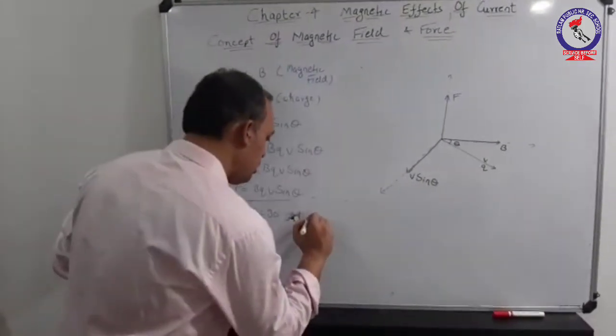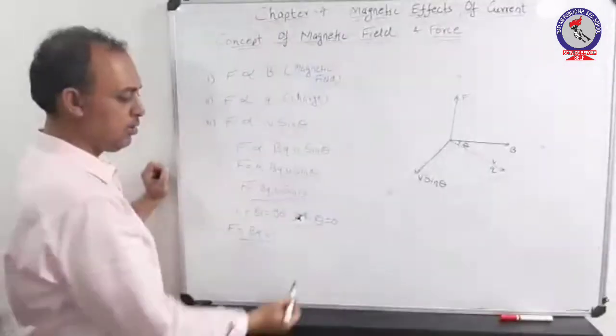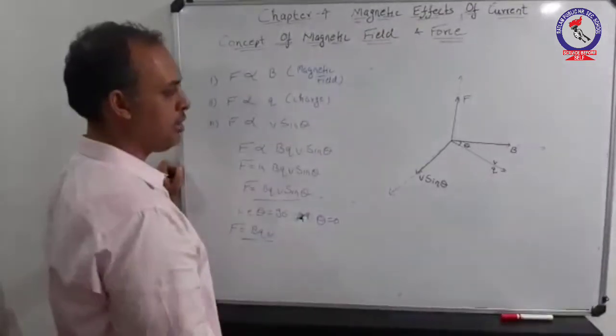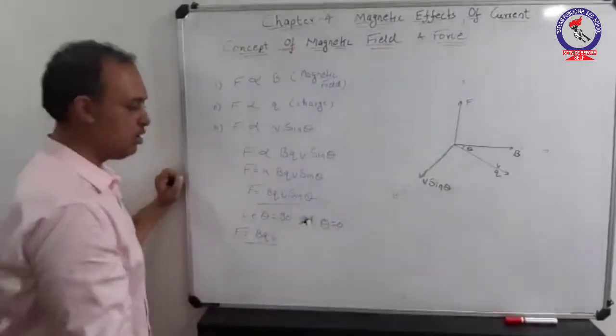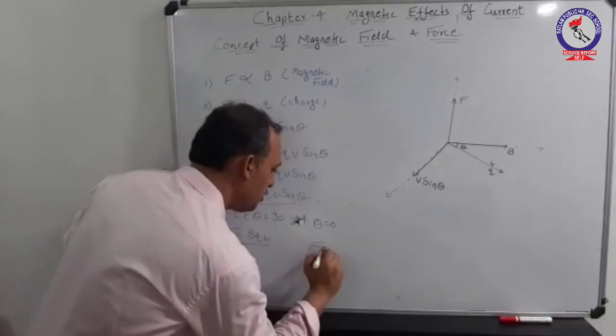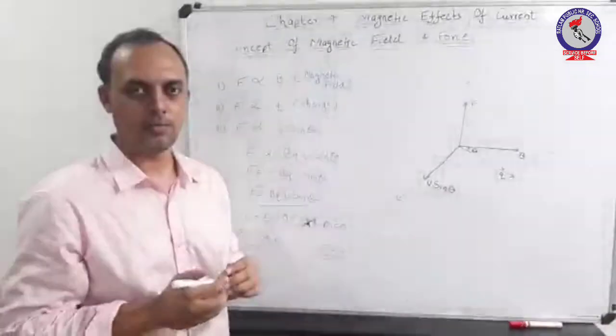If it is moving parallel to the direction of magnetic field, that is, the angle made by the charged particle with the applied magnetic field is 0, as sin 0 is 0, under that condition, no force is experienced by this charged particle.